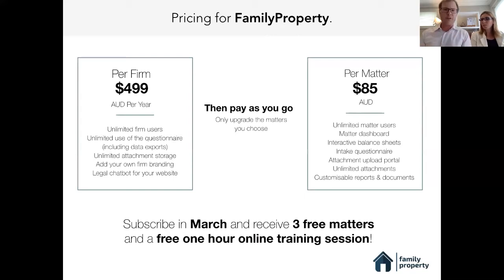I might just briefly talk around, how does this work? Is it something that I need to install on a computer? Family Property is a fully cloud-based platform, so all you need is an internet connection and a computer, and you can use this. Security is of paramount importance to us. We leverage the Google Cloud infrastructure, and everything is hosted in Australia. We use their Sydney data centre and backed up regionally.